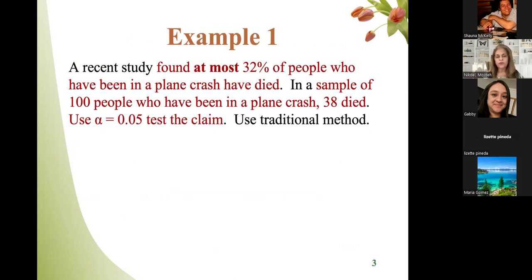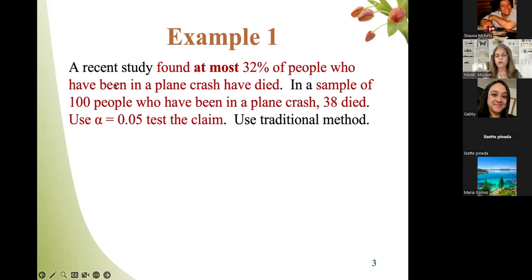A recent study found at most 32% of the people who have been in a plane crash have died. In a sample of 100 people who have been in a plane crash, 38 died. Use alpha equal to 0.05, test the claim. Use the traditional method. Your claim is given to you in the first sentence. It says that at most 32% of the people who have been in a plane crash have died. So that's your claim sentence.